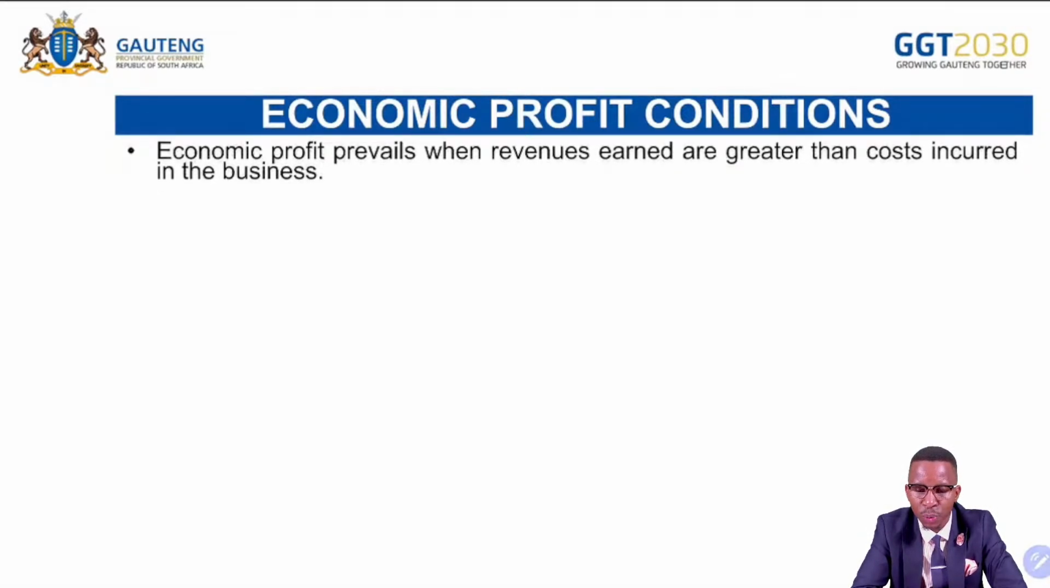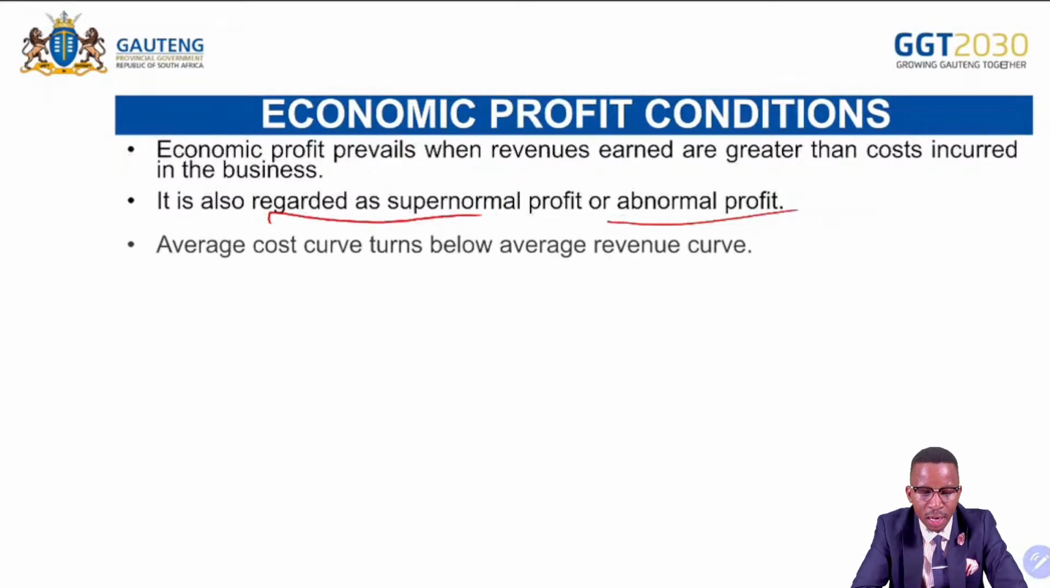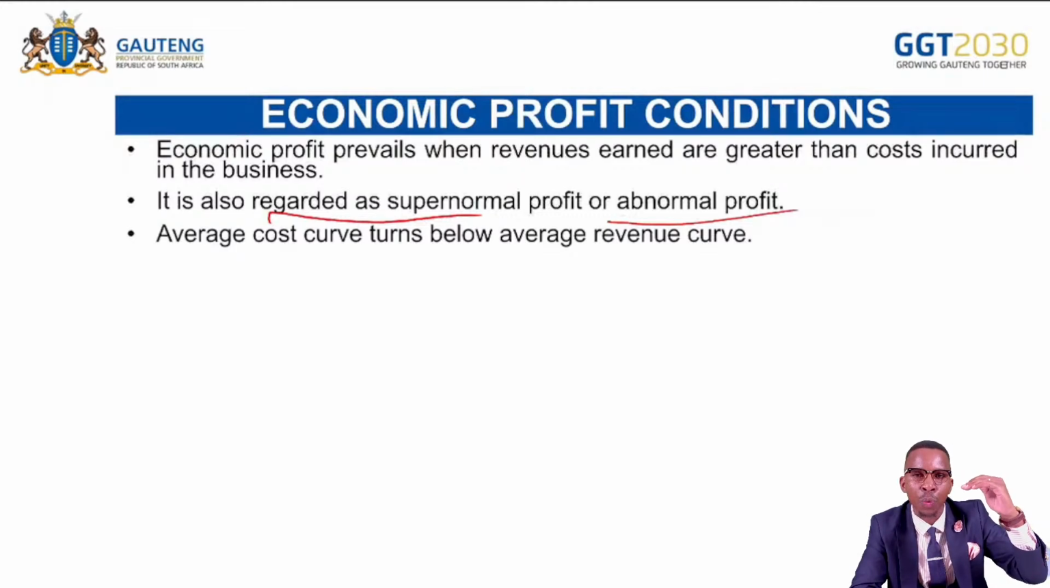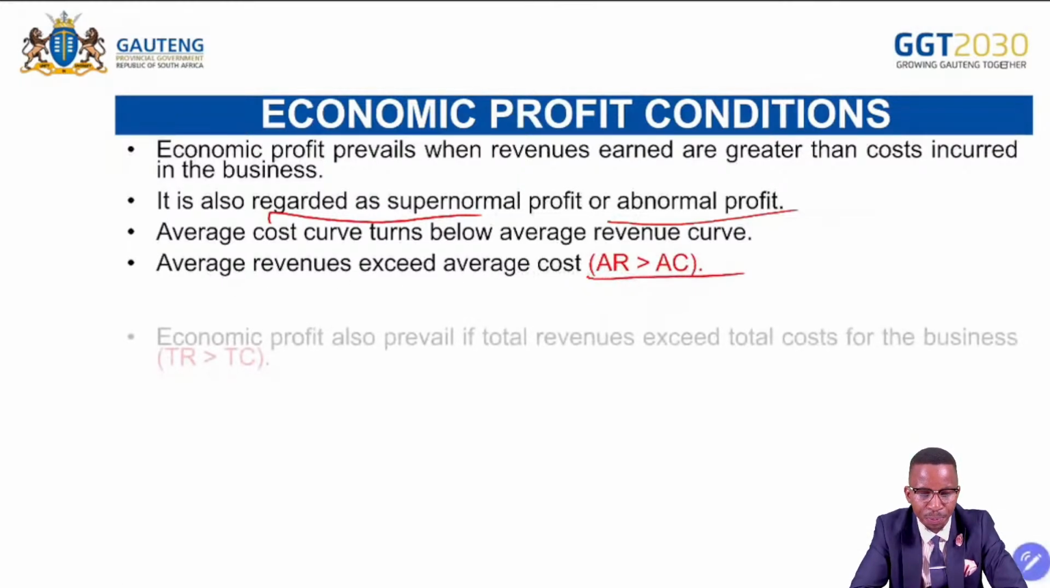Economic profit prevails when revenues earned are greater than costs incurred in the business. It is also regarded as supernormal profit or abnormal profit for the business. The average cost curve tends below average revenues. For the firm to make a profit, average cost must be below average revenues, which will lead to the firm's revenue being more than the cost incurred in the business. Average revenues exceed average cost, meaning AR will be greater than AC.